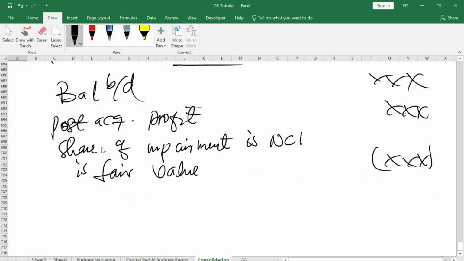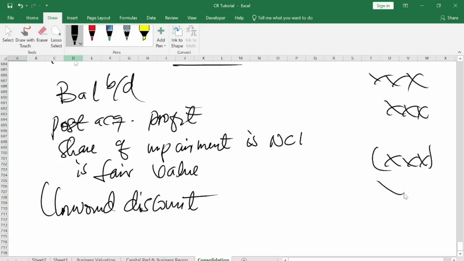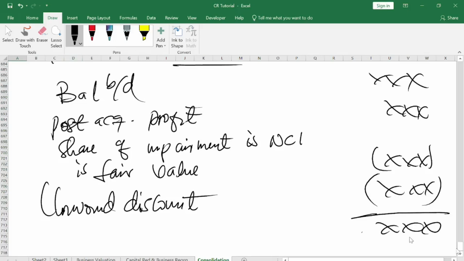A lot of items will come here, but let me skip those ones and later we will see them. Then I will show you why they are here. Something like unwound discounts. Unwound discount will also come here. Because it's a loss, you will less it.